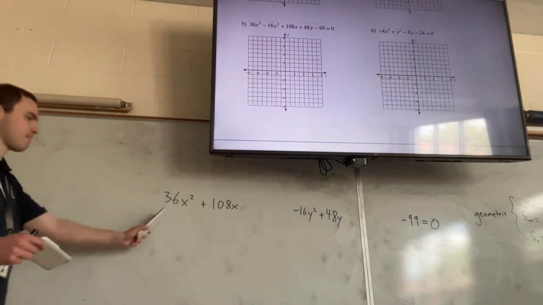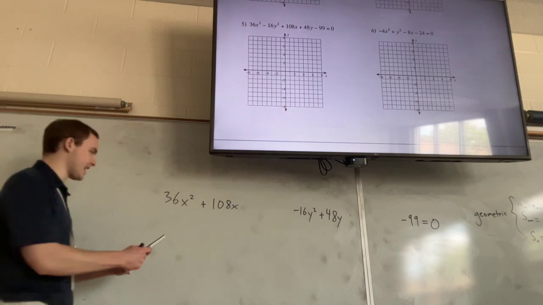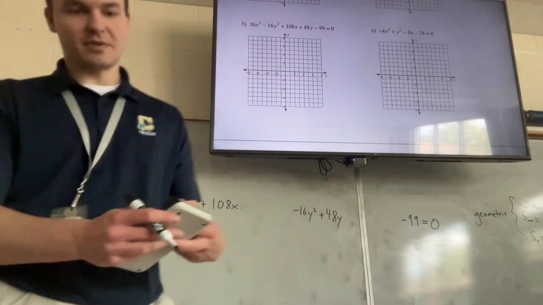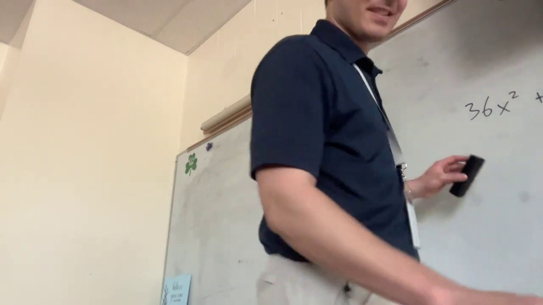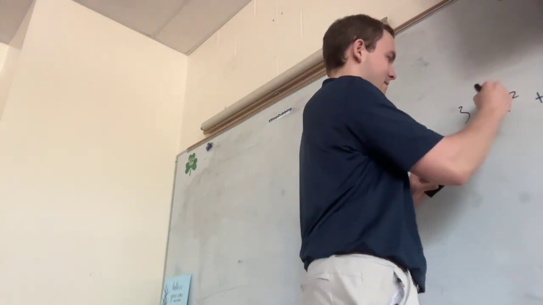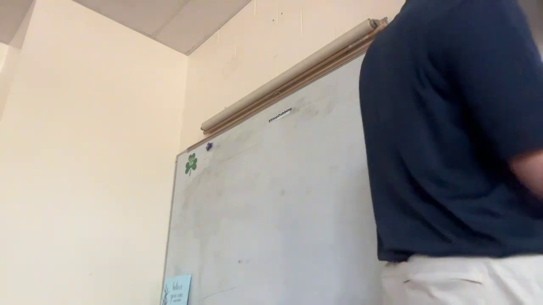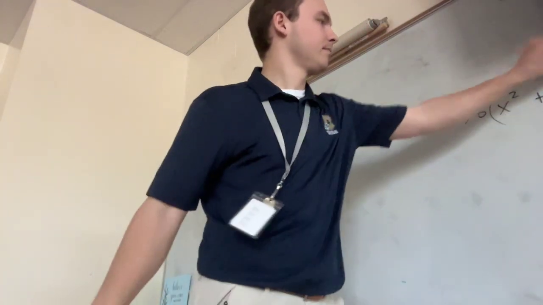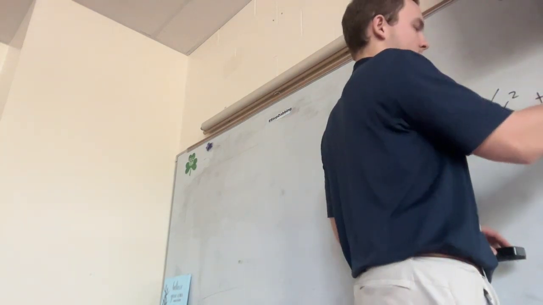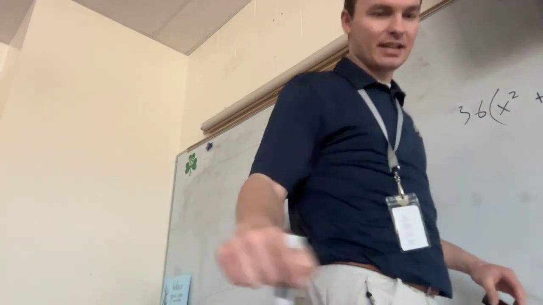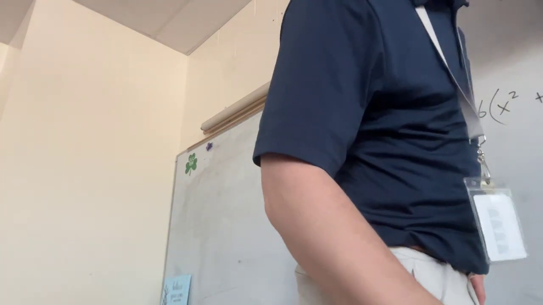So what do I need to do here? Factor out the 36. Good. We are pros. All right, 36. 108 divided by 36 is 3. Thank you. Look at that. What am I going to add in this spot? Add 9/4. What am I going to subtract here to offset that? 9 divided by 4 times 36.